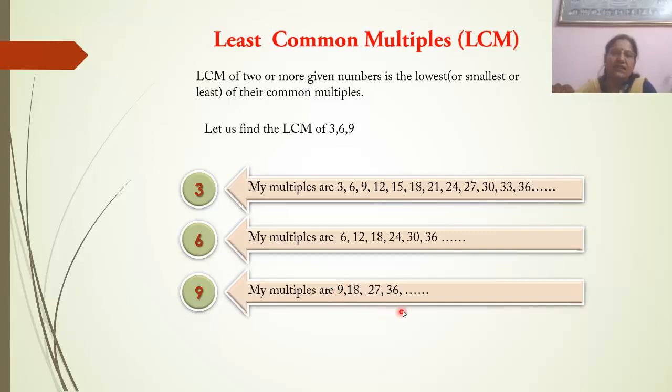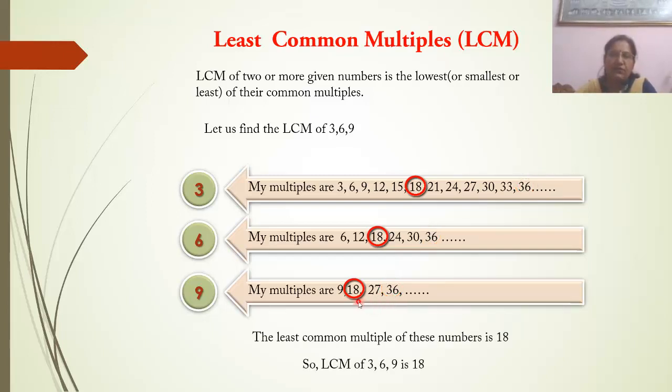What will we see here? We will see that 18 is common in the multiples of 3, 6 and 9, and another number is 36. So we have two common multiples, 18 and 36. But the least of them is 18. So the least common multiple of these three numbers is 18.